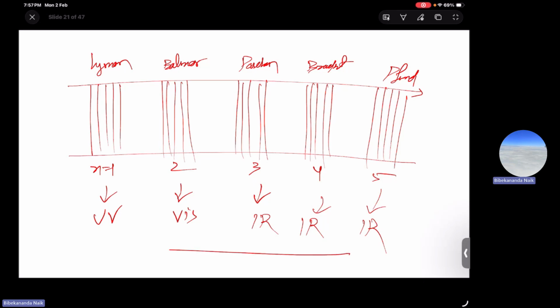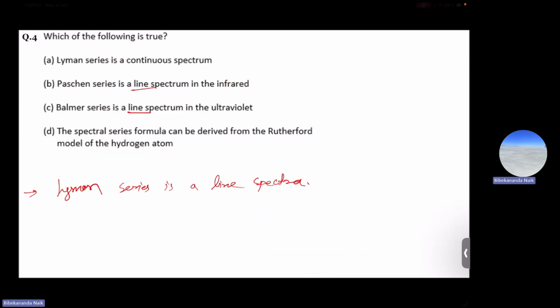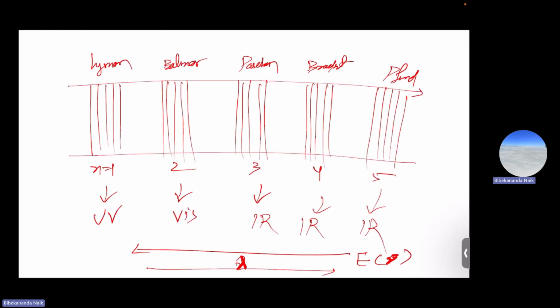So this is the energy value. Energy increases in this way, and the frequency increases in this way. Sorry, the wavelength. Since energy increases in this way, the wavelength of the infrared region is higher compared to the ultraviolet region, but the frequency of the ultraviolet region is higher compared to the infrared region. Here it is mentioned that Paschen series is a line spectrum in infrared. So it is correct.